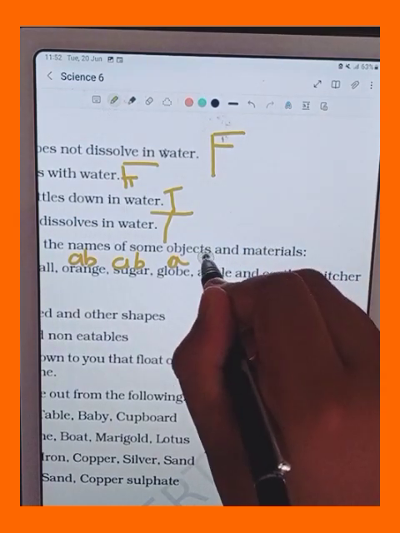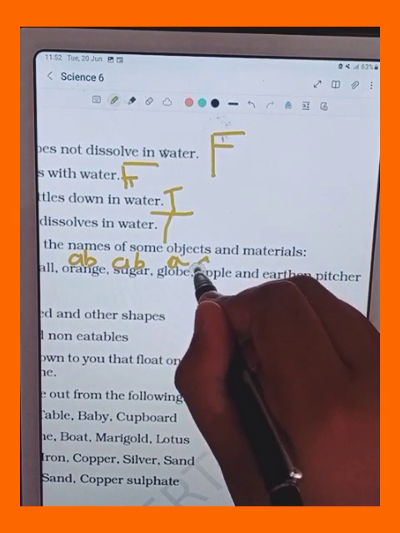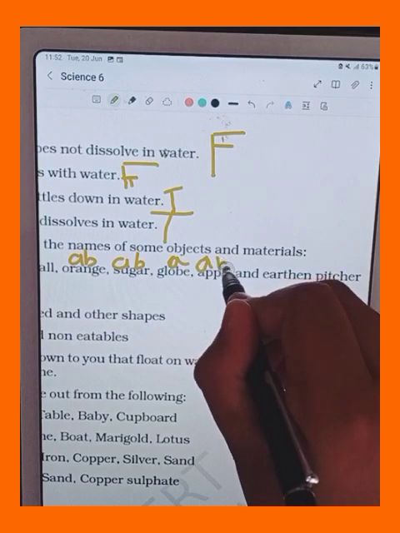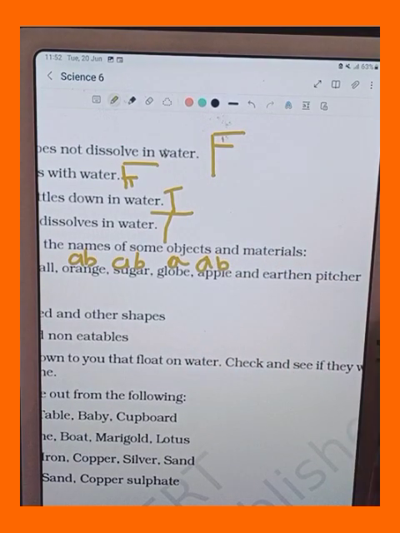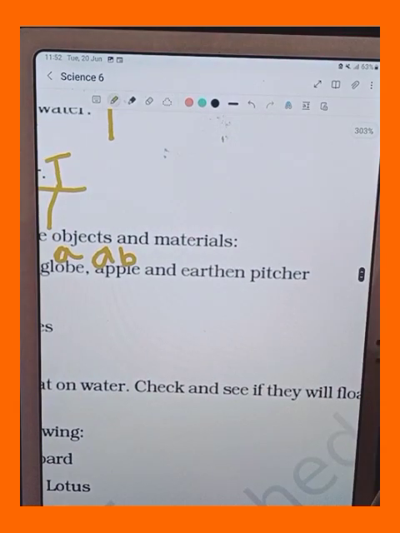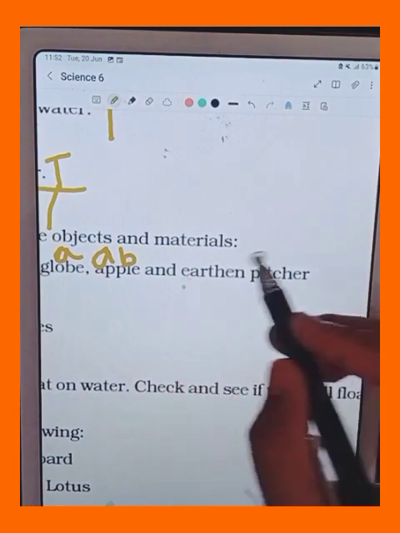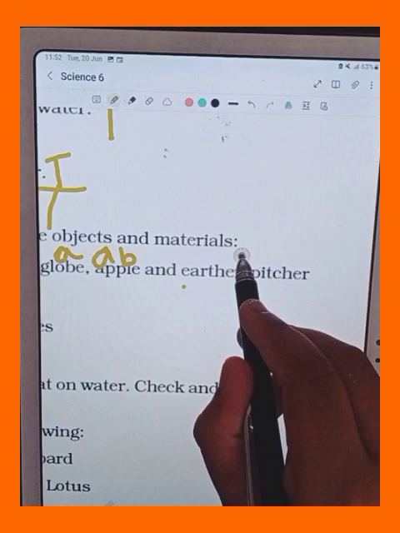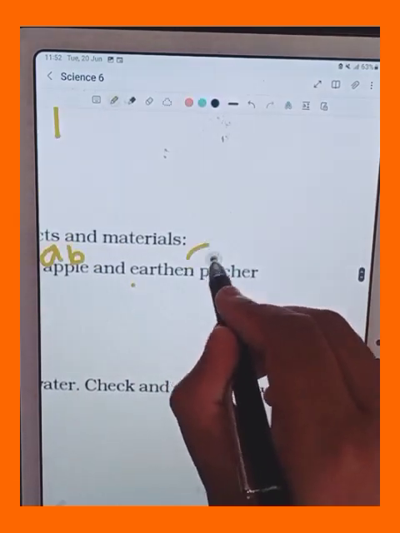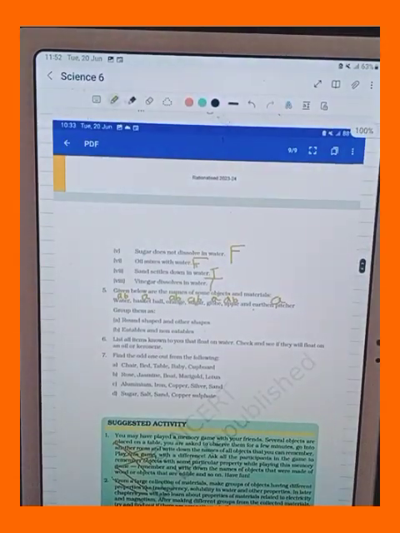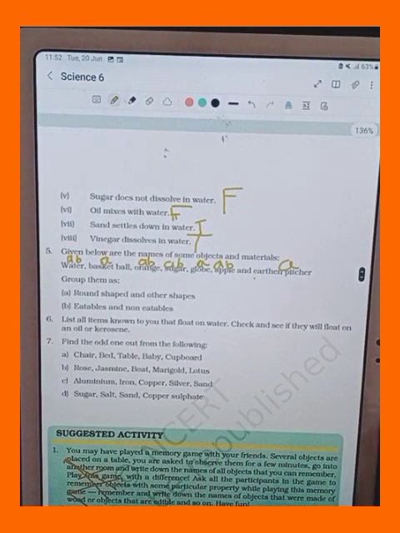Apple it's AB, and earthen pitcher. What is this? Earthen pitcher. I'm forgetting the name. So I think it's not eating thing. It would be A. Okay, so you can take a screenshot. Earthen pitcher. Yes.